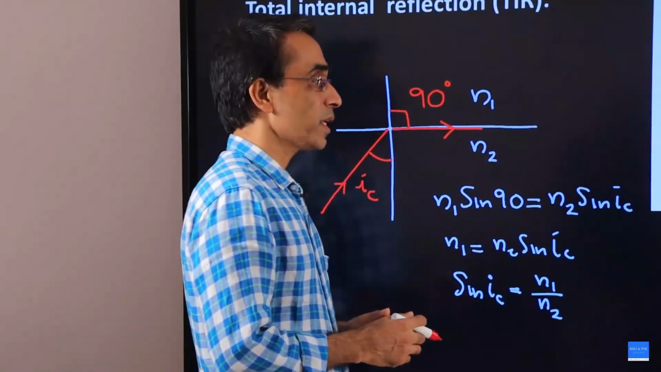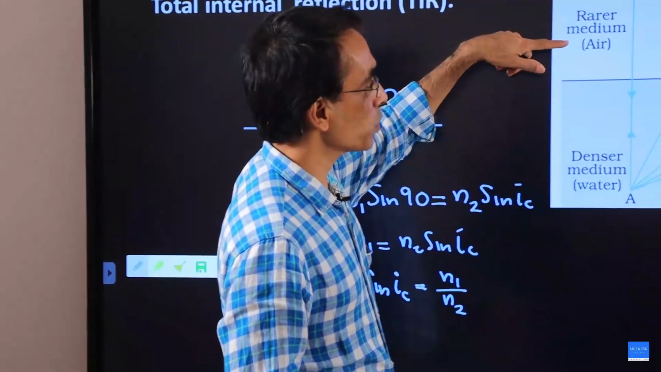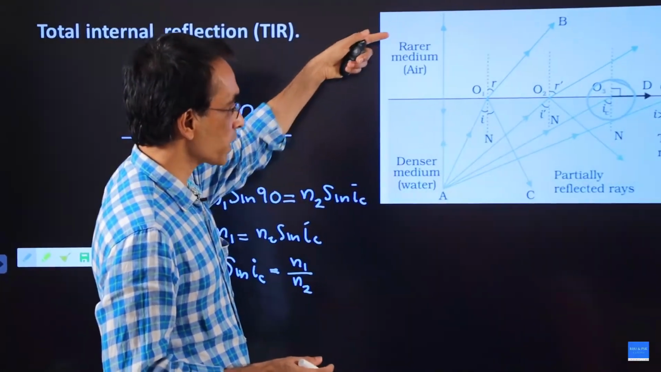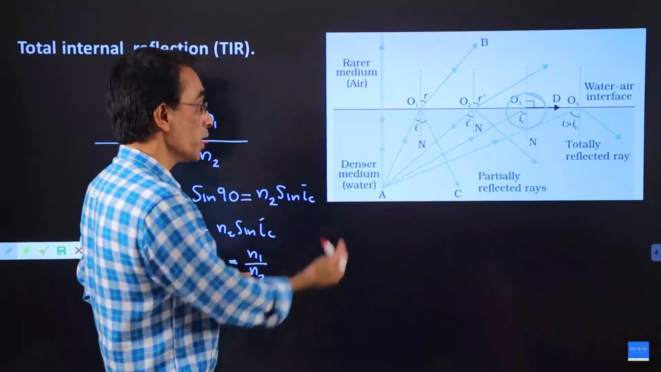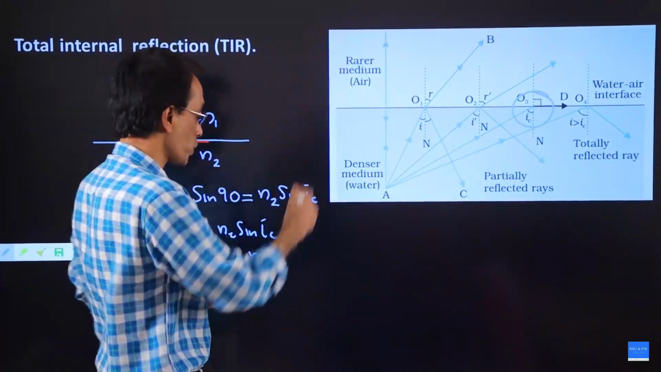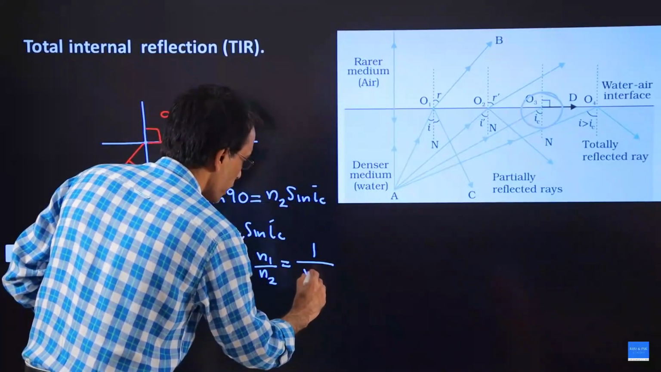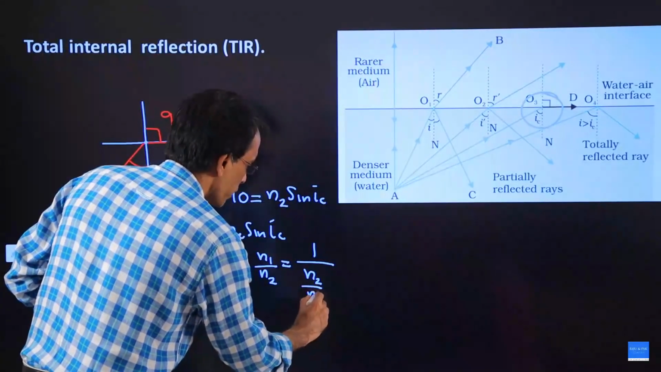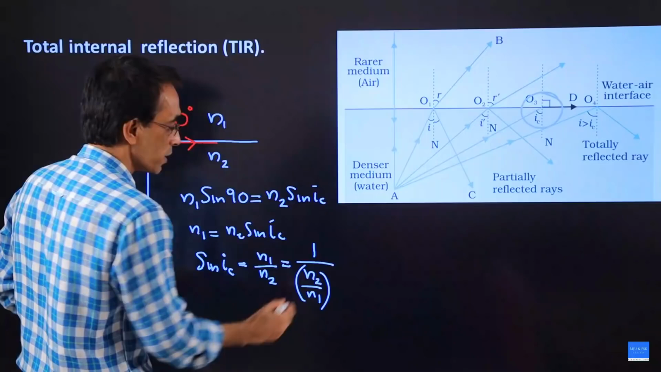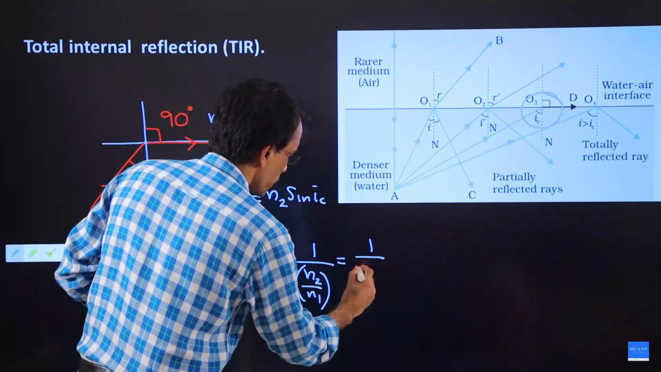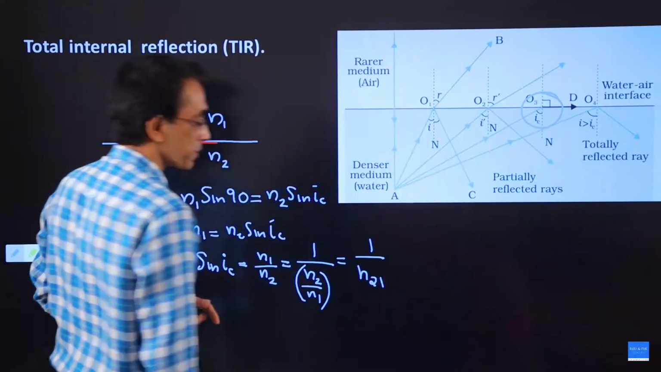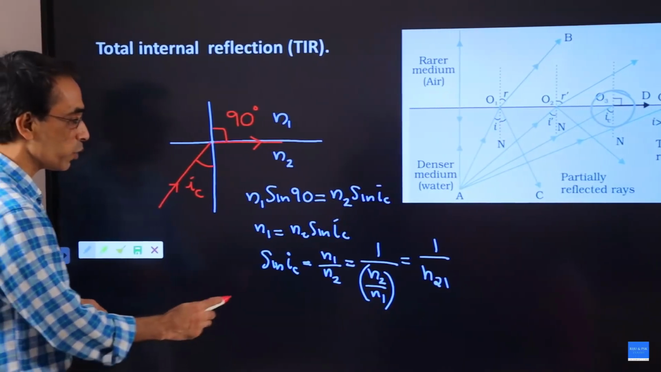But normally we will not refer to the refractive index of air with respect to water. We always do refractive index of water with respect to air. So this will always be written as 1 divided by n2 by n1. This is a normal practice. So this is nothing but 1 divided by n21. So I gave you an equation here.